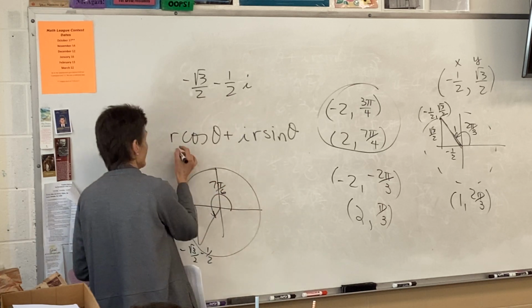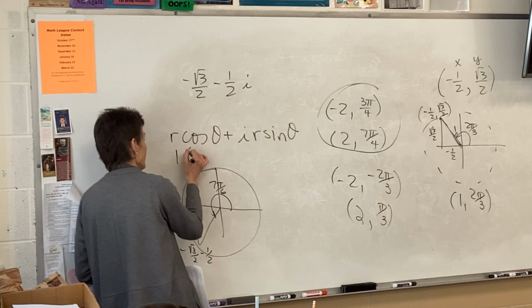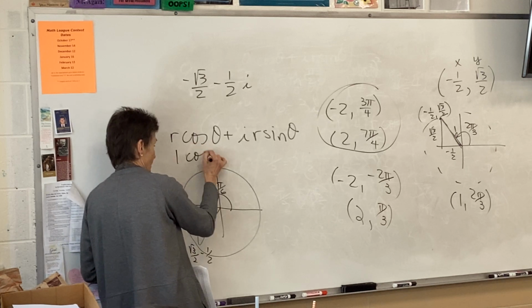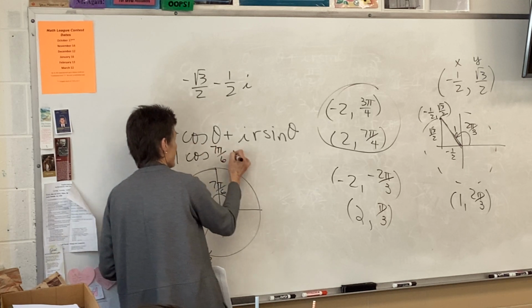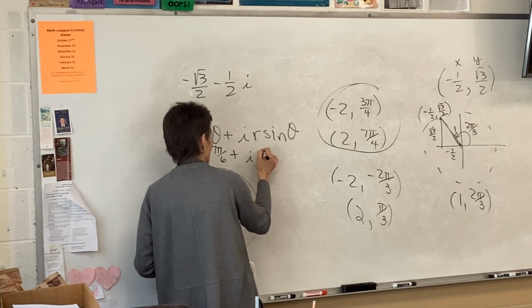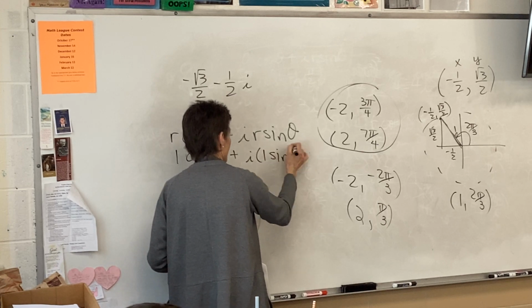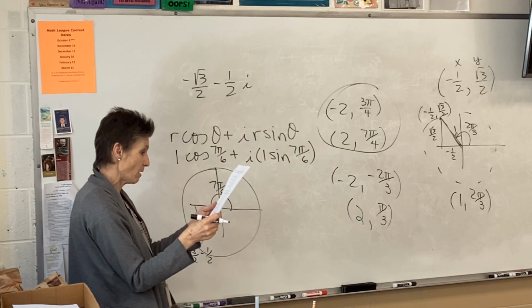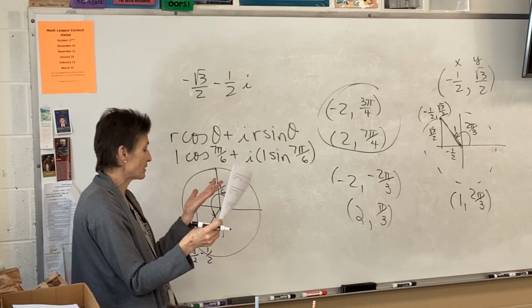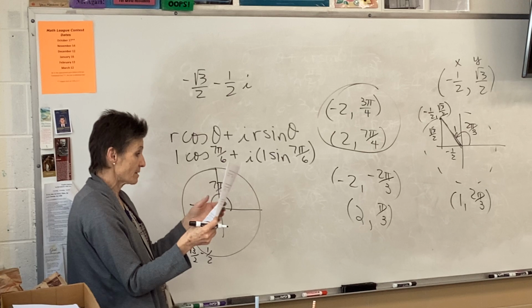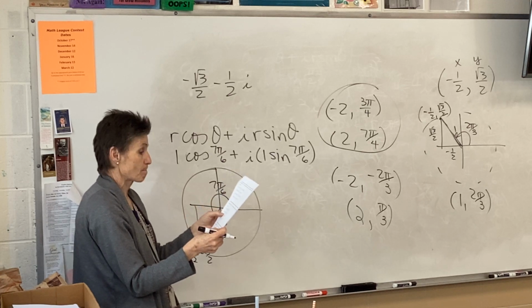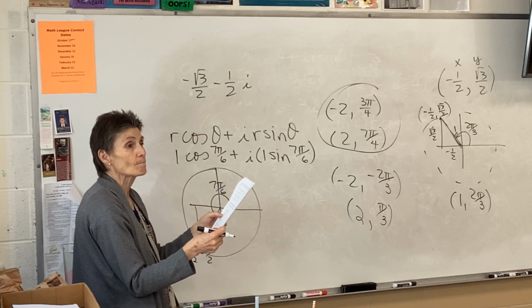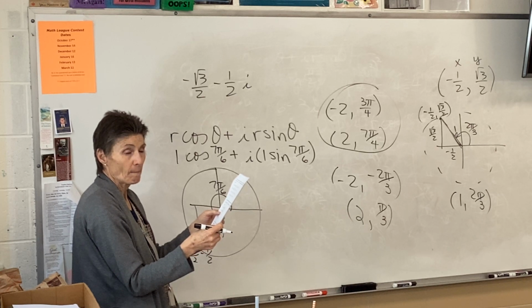And again, I'm on the unit circle. So 1 times cosine 7 pi over 6 plus i times sine 7 pi over 6. Now, because that's a 1, we technically could leave it out. So he left it out. So it looks like the answer is B. Everybody okay with that?